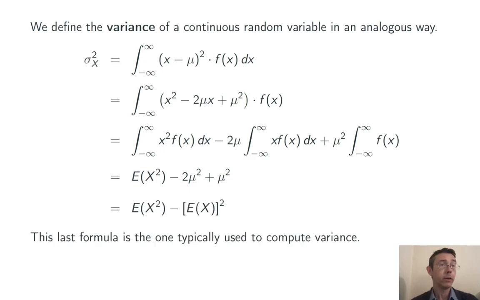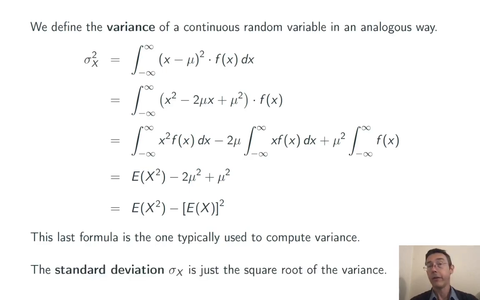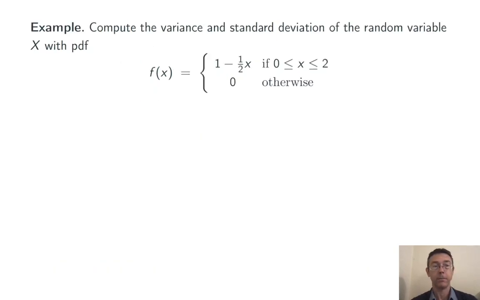The variance of a continuous random variable x is given by the expected value of x squared minus the expected value of x, quantity squared. By the way, this calculation can be carried out in exactly the same way for a discrete random variable, just with summations instead of integral signs. This is the formula we typically use to compute variance. The standard deviation, sigma sub x, of course, is just the square root of this.